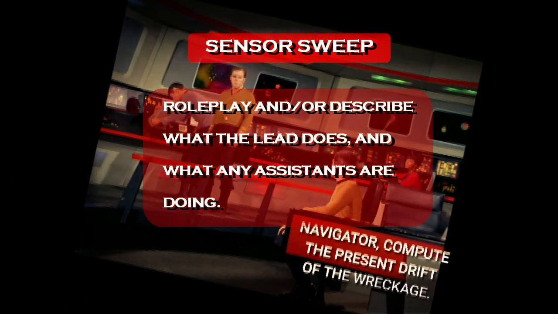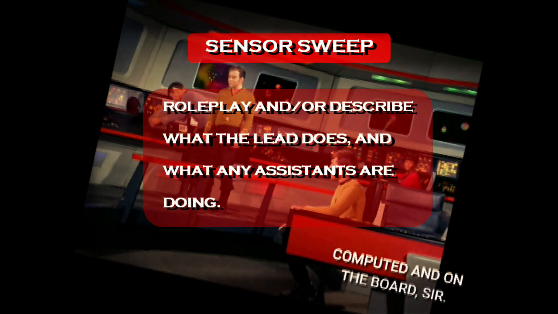Navigator, compute the present drift of the wreckage. Computed and on the board, sir.